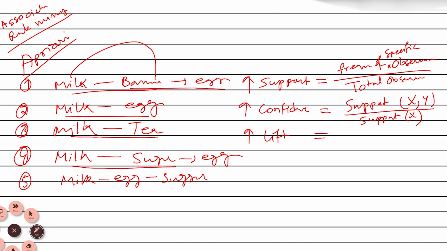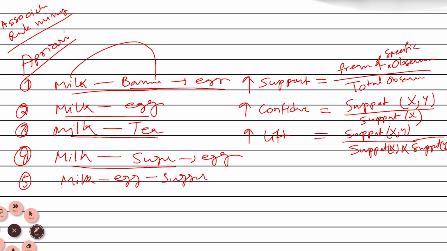So one example we will do to understand what that is. Lift is nothing but again support of x comma y divided by support of x into support of y. So one simple example can be done with the help of confidence calculation right here.